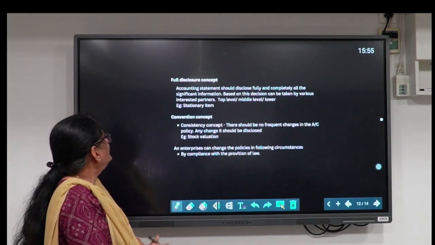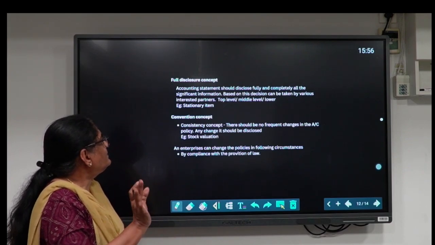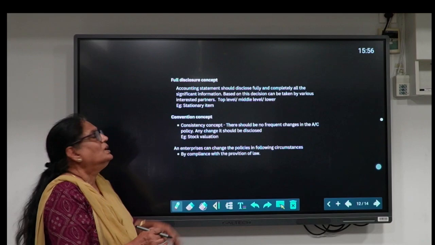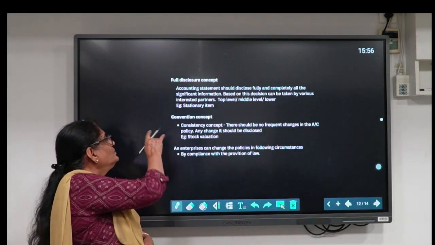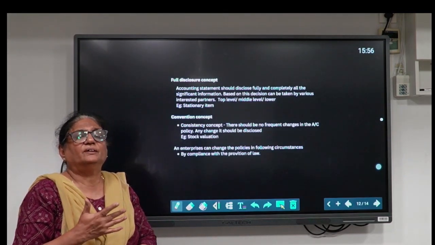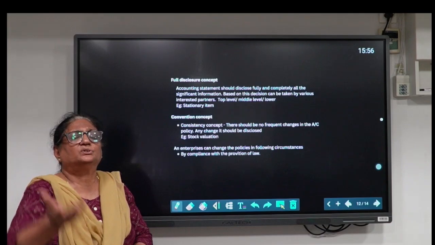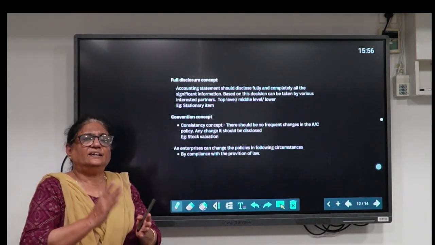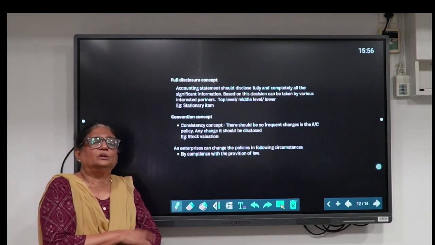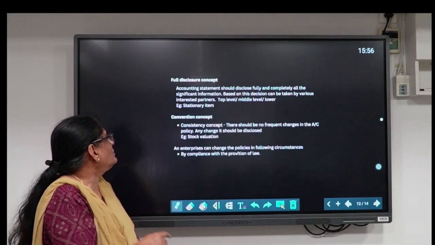Convention concept is the consistency concept. There should be no frequent changes in accounting policies. Any change should be disclosed. Stock valuation always, that is known as consistency. Every time stock is valued in the first in, first out method, last in, first out method, or average stock method, and once you change it, it should be immediately brought into the books of accounts and brought to notice. You cannot suddenly change it. That is what your stock valuation is.